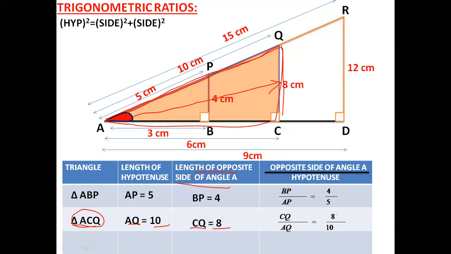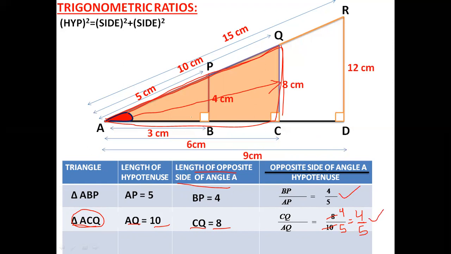8 and 10 can be cancelled by 2. 2 4s are 8, 2 5s are 10. That means 4 by 5. Here the ratio is 4 by 5. Here also we get the same ratio, 4 by 5.